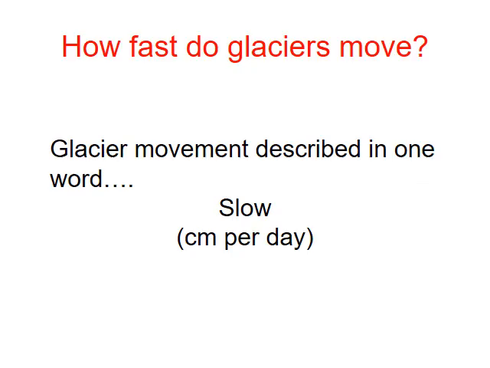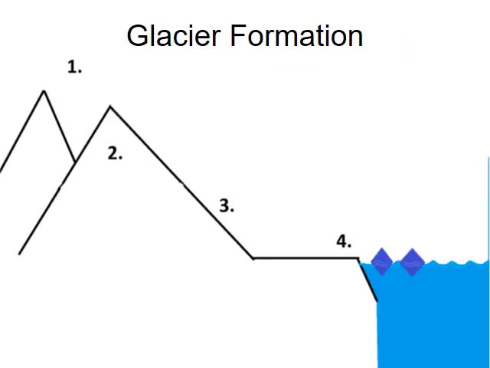So how fast do glaciers move? In one word, slow. We're talking centimeters per day. You can't sit there and watch a glacier move in one day. You wouldn't notice it. Now, glacier formation. How do glaciers form? First of all, number one, up here, we get snow falling. That's the first step. You've got to be someplace where you're high enough in elevation that you get snow instead of rain. You've got to get enough of it. The snow's got to fall.